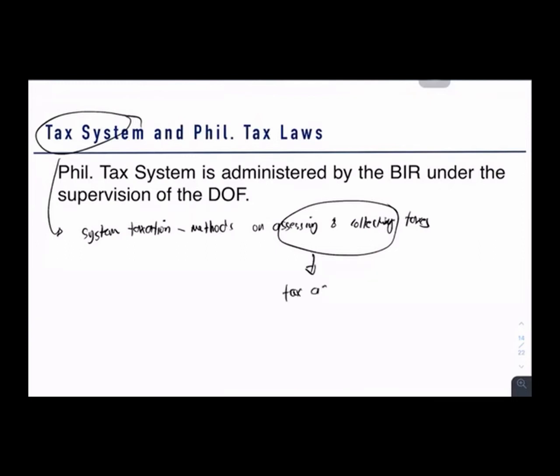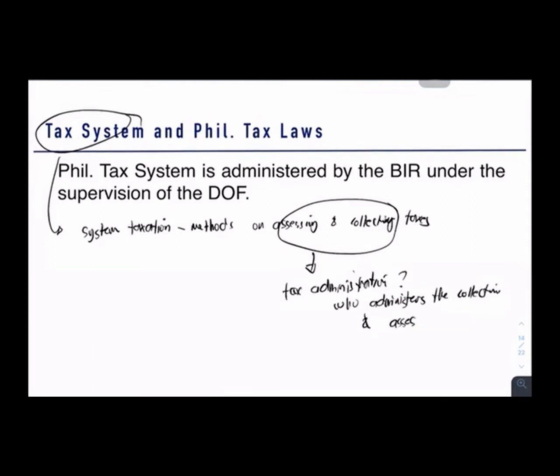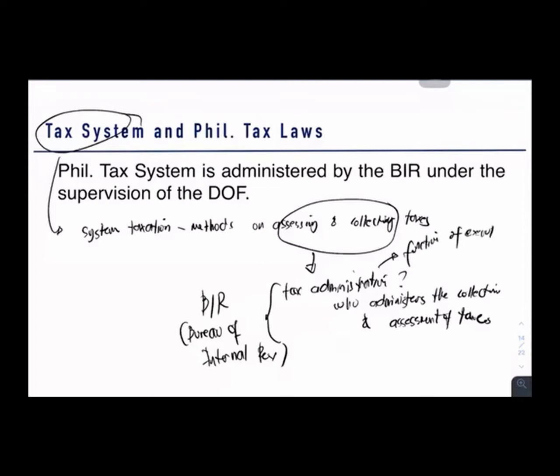Now, basically, your main question here is who administers the collection and assessment of taxes. The agency tasked to administer the collection and assessment of taxes is known as your BIR, or your Bureau of Internal Revenue. Okay? So who administers the collection and assessment of taxes? It is known as your BIR. So remember, the assessment and collection, or the administration of taxes, is a function of the executive. So when we say function of the executive, again, it is under the president.